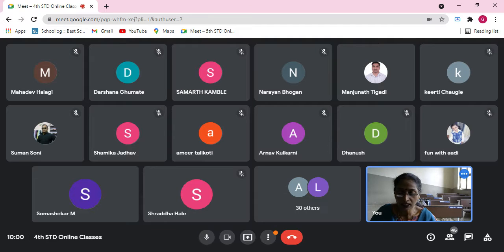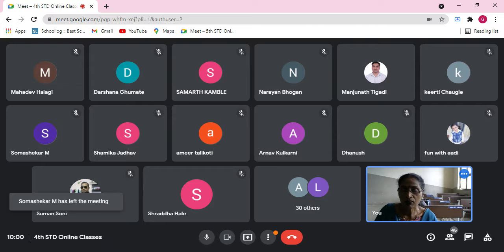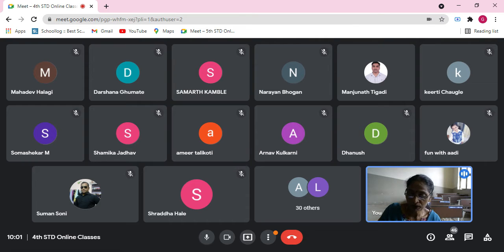Page number 23. Match the idioms in column A with their meanings in column B. Match the following. We have column A, we have all the idioms. Column B, we have meanings for the given idioms. We have to match them now. When you match, they should be correct, idioms and their meanings. First one, hold your horses.